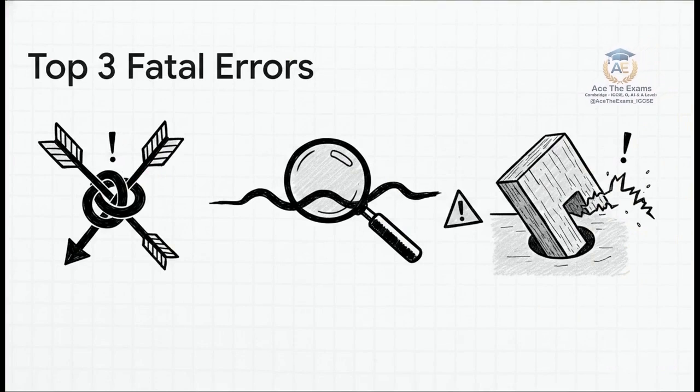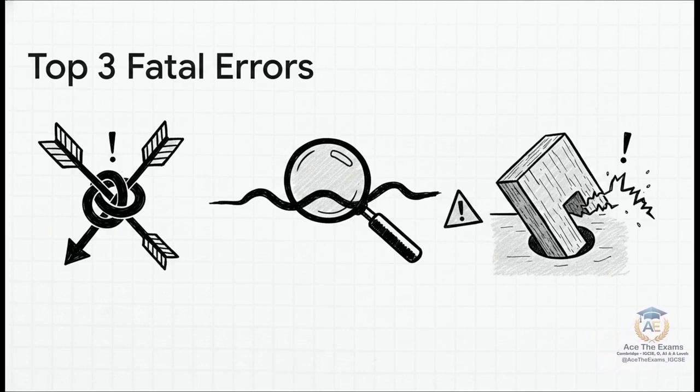Here are the top 3 fatal errors. First, confusing cause and effect. That's flipping your conditional logic, executing the true block when you meant false. Second, forgetting boundary conditions in edge cases. If the question says greater than or equal to 50, and you just write if score greater than 50, you miss the edge case of exactly 50, and boom, you lose the mark.